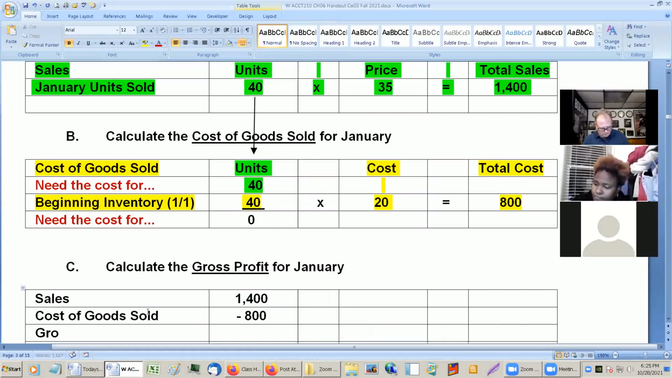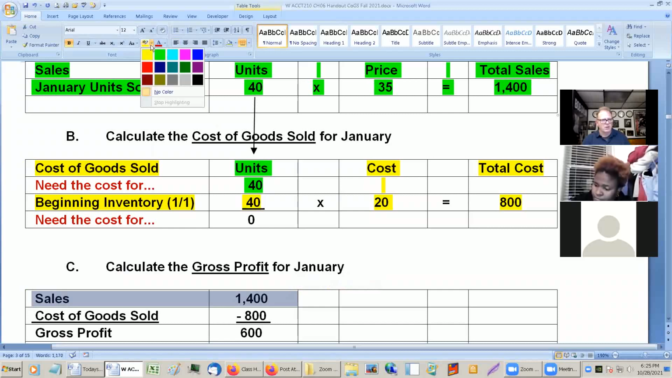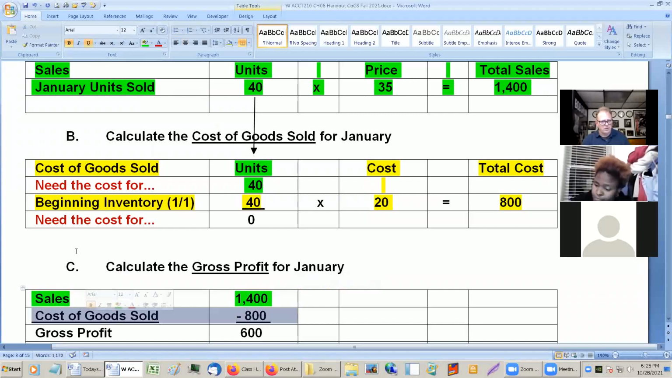What's 800? That's possible. 600? I think it's 600. Yep. Just for fun, I'm going to put these. So I made $600 profit on this.